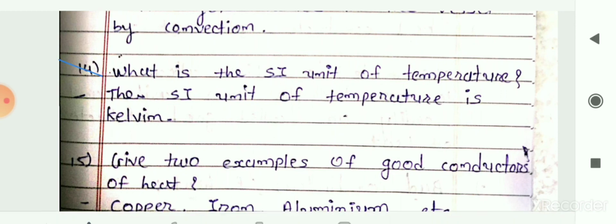Next is, what is the SI unit of temperature? As we had seen, the International System of Units has decided the unit for different quantities. So for temperature, it is Kelvin, given in remembrance of a scientist whose name was Kelvin. So from his name, the SI unit of temperature is Kelvin. Besides Kelvin, the other units for temperature that we had seen are degree Celsius and degree Fahrenheit. Those are also units for temperature.